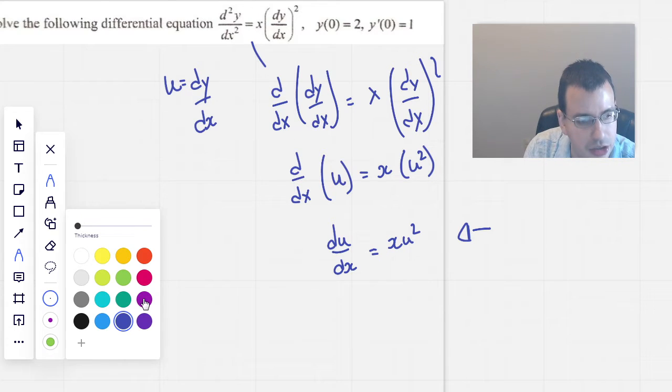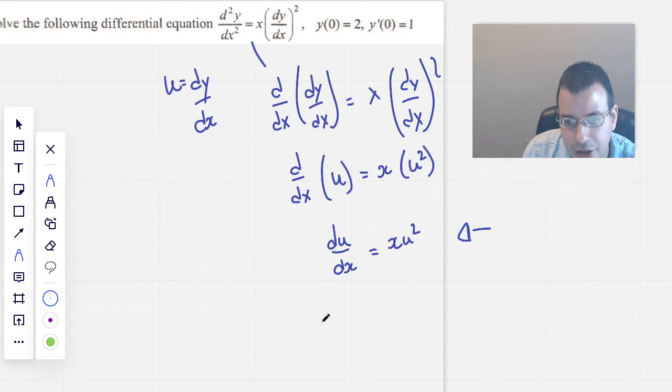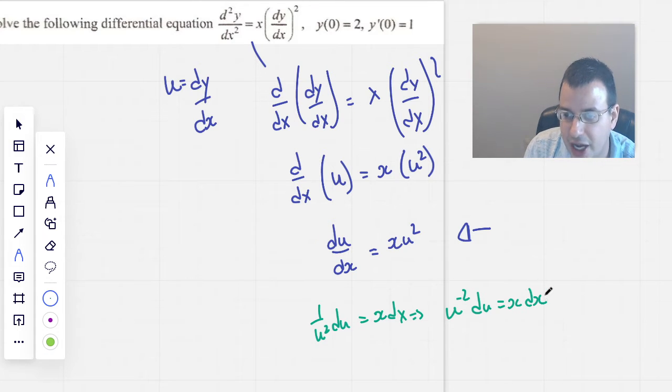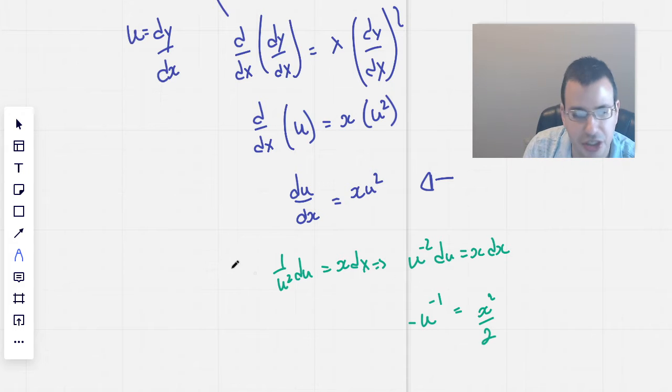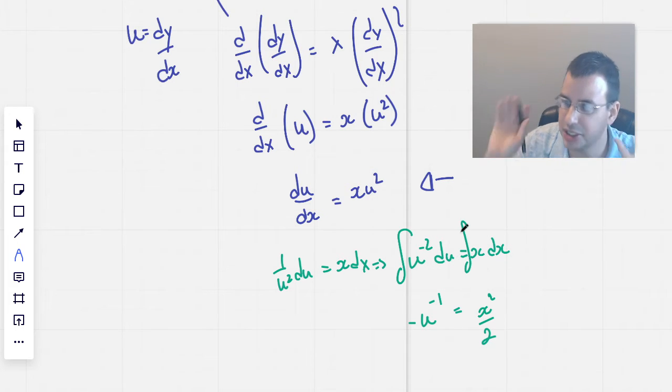So I'm going to change colors. Purple and green. And I'm going to do separation of variables. So we have 1 over u squared du equals x dx. Rewriting this once, just for convenience, as u to the negative 2, because that way it's obviously the power rule. So now, taking the integral of this, u to the negative 2 plus 1 is negative 1, divided by negative 1 is just going to be negative, equals x squared over 2. So what I did was I just took the integral of both sides. Separation of variables.